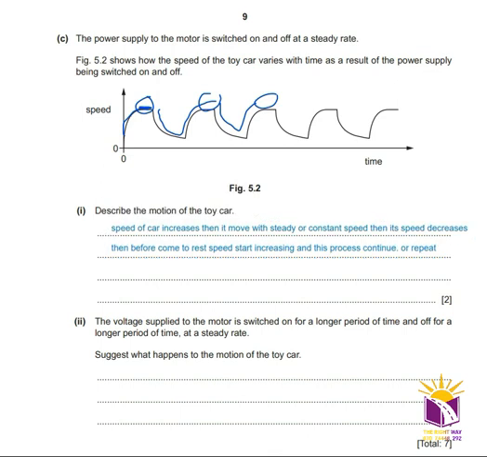Okay. Now, number 2. The voltage supplied to the motor is switched on for a longer period of time and off for a longer period of time at a steady rate. Suggest what happened to the speed of the toy car. From this we can say that it will be the same maximum speed, steady for a long period of time, then decrease for a long period or come to rest. It may come to rest, or then again speed increases, steady speed for a longer time, and the car comes to rest.